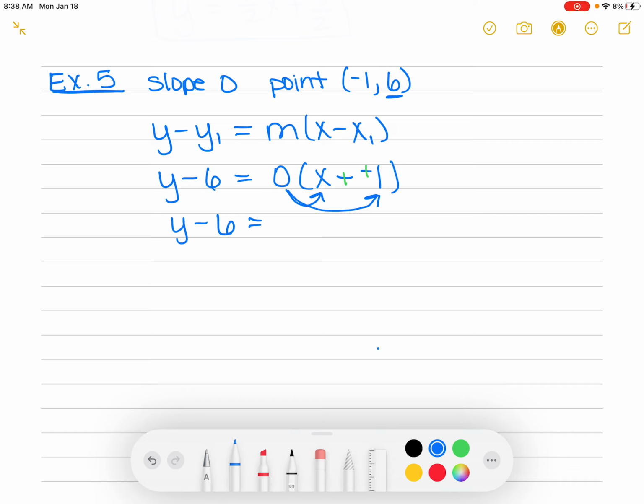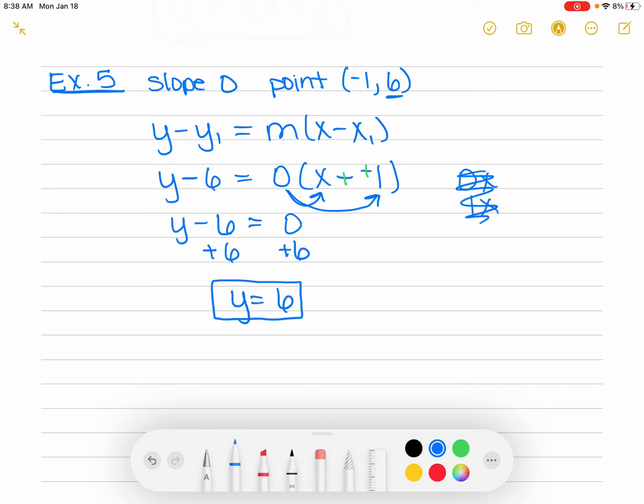Okay, so 0 times x is 0. 0 times 1 is 0. So 0 plus 0 is just 0, so I'm just going to put 0. Okay, so now I have no x. 0 times x is 0x, which is not x, okay? That would be 1x. So I need to just leave it 0. So now I'm going to add 6 on both sides, and y equals 6.